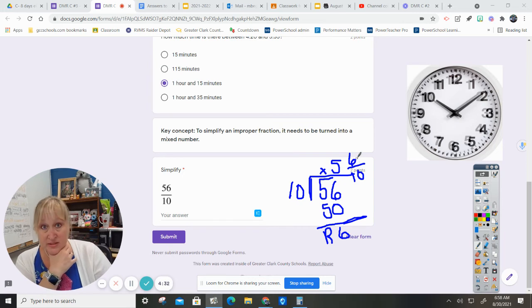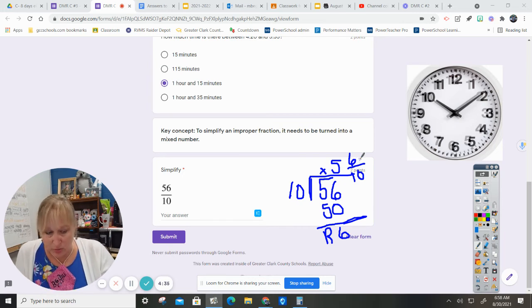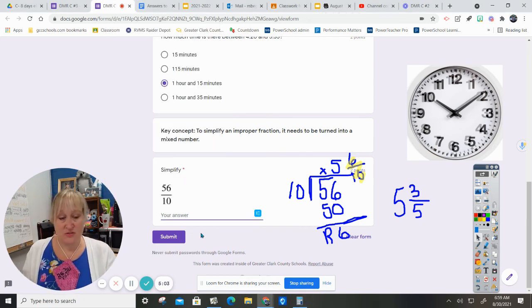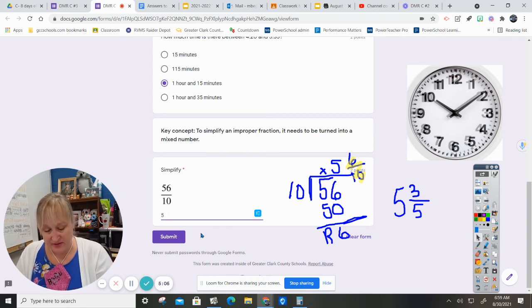Is that the best answer? No. The best answer would be to simplify the 6/10 to 5 3/5. Let's check our answer. I think it's going to be 5.6 since this is tens here. 56 divided by 10 is 5.6. So the best answer is 5.6 or 5 and 3/5.